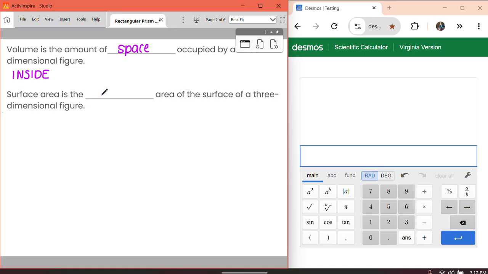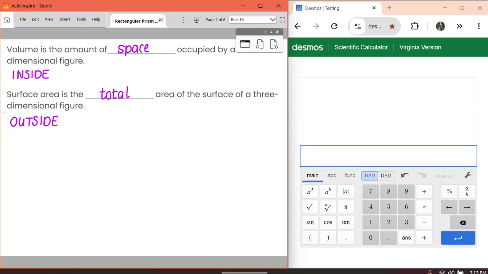And then the surface area is the total area of the surface, no surprise, of a three-dimensional figure. And a lot of the times when we are talking about the surface area, we refer to it as the outside of a shape. So like how much stuff can I fit in a box and how much wrapping paper do I need to go around the box? That's basically what volume and surface area mean.